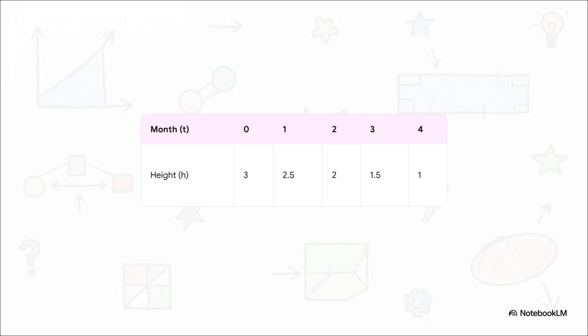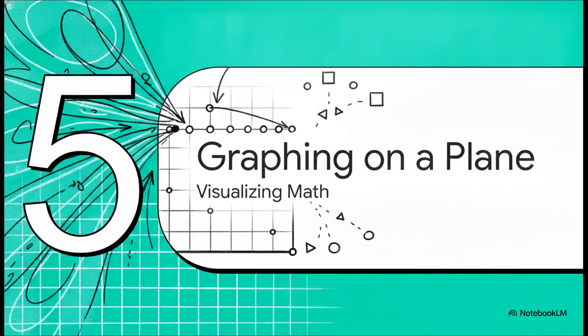Let's look at a real-world example of this, a draining water tank. At month 0, the starting point, the water height is 3 meters. In month 1, it's 2.5. Month 2, it's 2. Are you noticing the pattern yet? The height is dropping by exactly 0.5 meters every single month. Because this decrease is constant, it is an absolutely perfect example of linear decay. And because it's so predictable, you can easily figure out that at month 5, the height will be exactly 0.5 meters. And finally, we arrive at part 5, graphing on a plane.